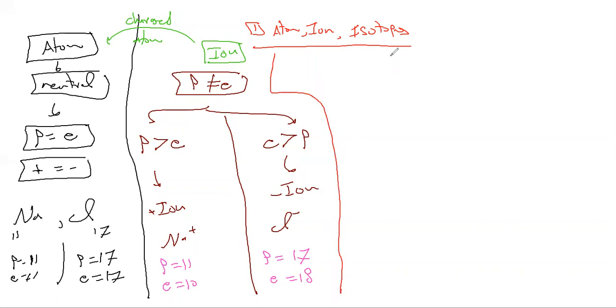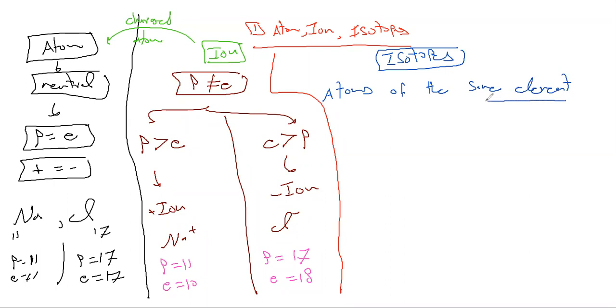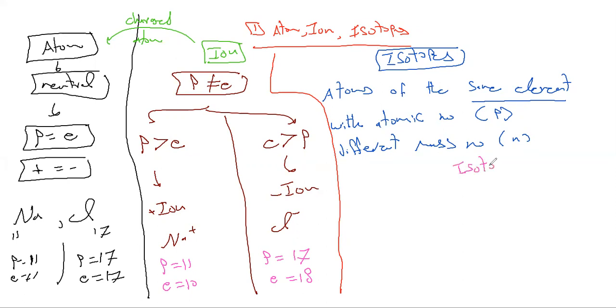Isotopes. Isotopes means atoms of the same element. We must say same element, with same atomic number and different mass number, or with same number of protons and different number of neutrons. So same atomic number or number of protons, and different mass number or different number of neutrons. They are the same element and they have the same chemical properties.